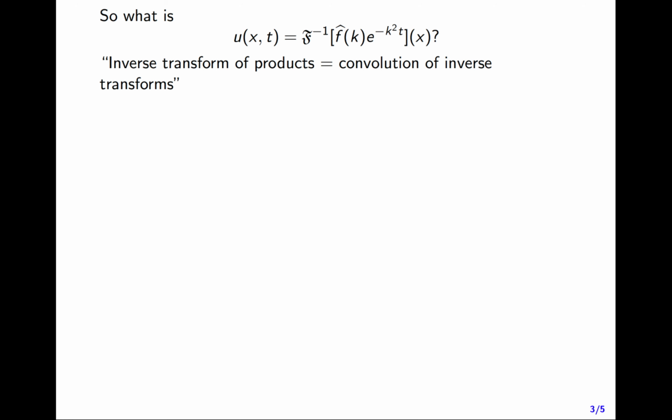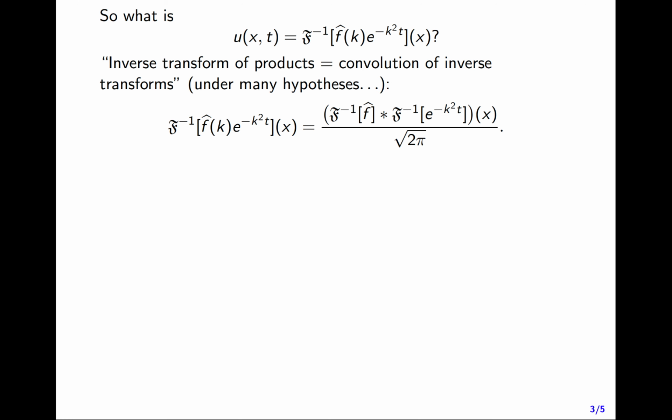Remember that in general, the inverse transform of products is going to be the convolution of the inverse transforms under many hypotheses on everything involved. So what does this say? The inverse Fourier transform of f hat of k times e to the minus k squared t at x should be the inverse Fourier transform of f hat convolved with the inverse Fourier transform of e to the minus k squared t evaluated at x, over root 2 pi.